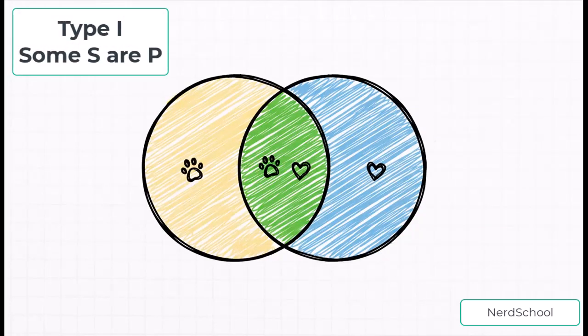Then we have type I, the some statement, some S are P, like some animals are mammals. Now the key word here is some, which in logic just means at least one. So it tells you there has to be an overlap. Meaning, for this you draw 2 circles that intersect, where that little area in the middle is what they have in common.